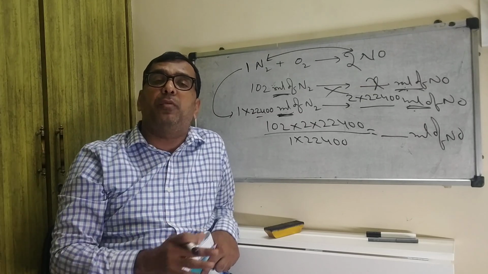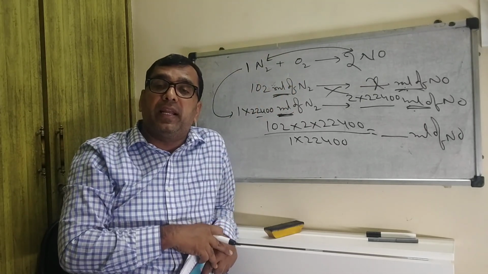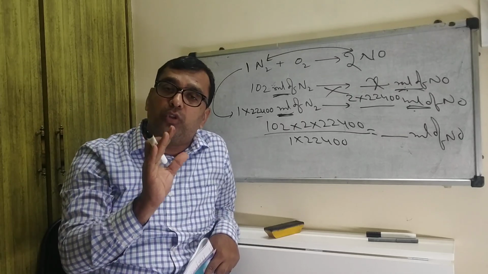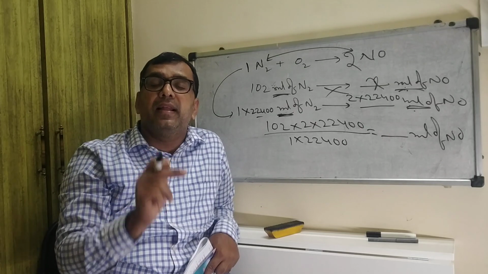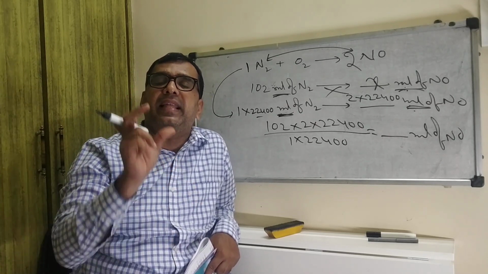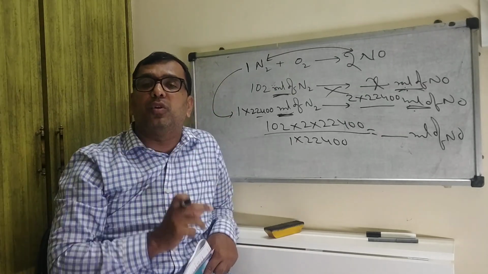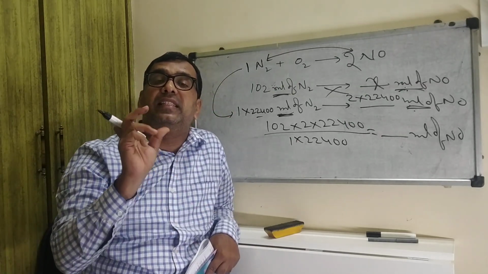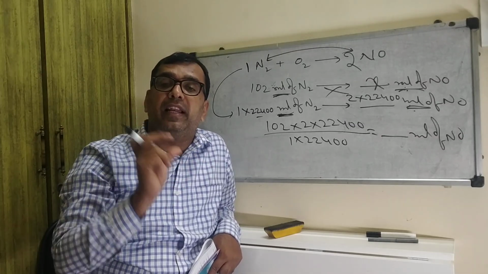This is very, very important for problems based on chemical equations. First, you have to go through the chemical reaction properly. Number 1, write the right chemical reaction. Number 2, balance that reaction. Number 3, check whether the given information is in ml or in liters. You have to go through that carefully. This is about problems based on volume relationships.